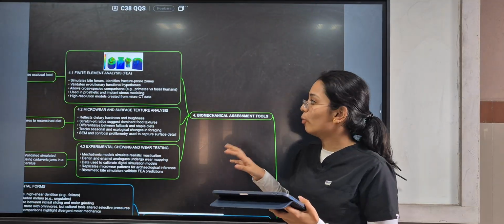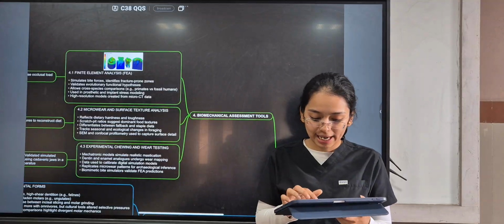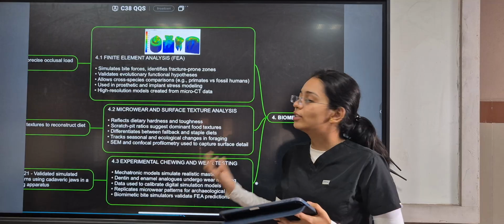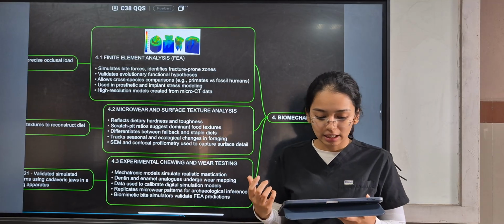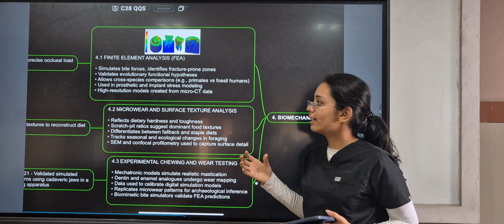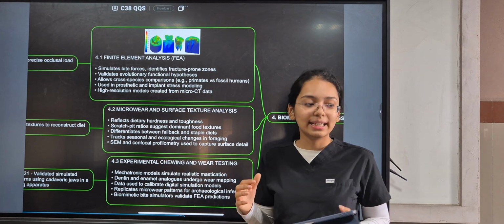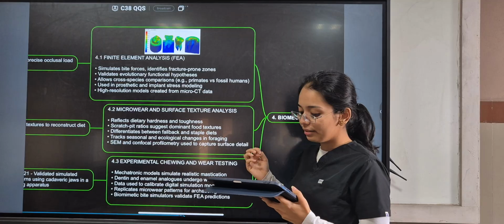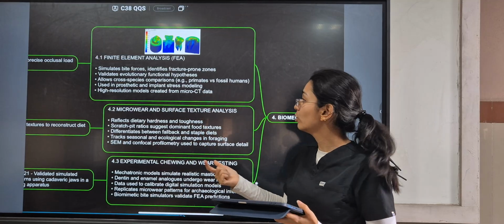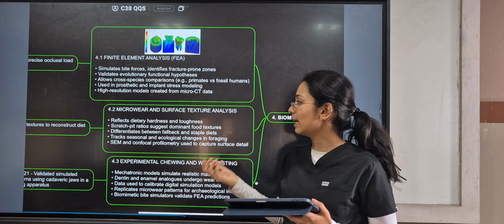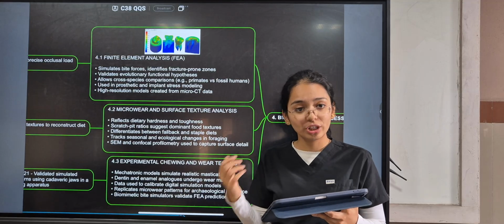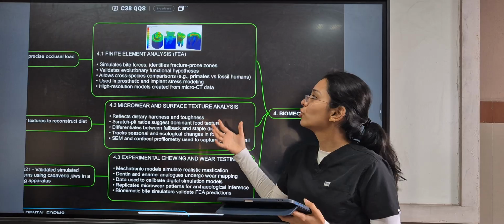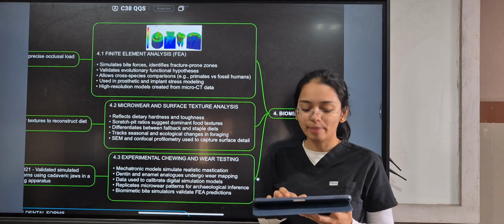Moving on to the tools which we use for biomechanical assessment. Firstly, we have something called finite element analysis. It is used to simulate the bite force and identify the fracture-prone areas seen in the teeth. So this validates the functional concept of evolutionary hypotheses, and it allows cross-species comparison between primates and fossilized humans. It is usually used in the field of prosthodontics and implant stress modeling. High resolution models can be generated using micro-CT data.